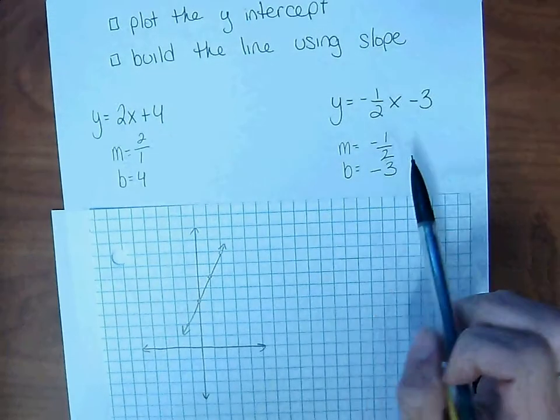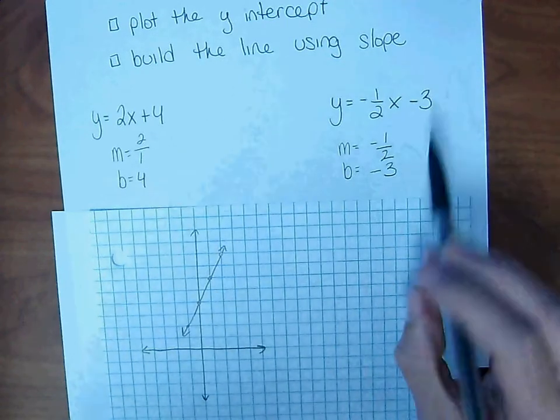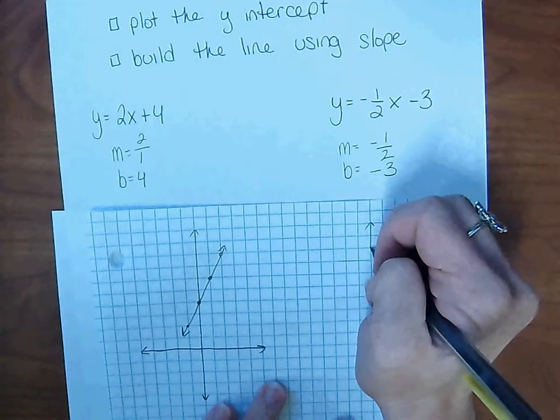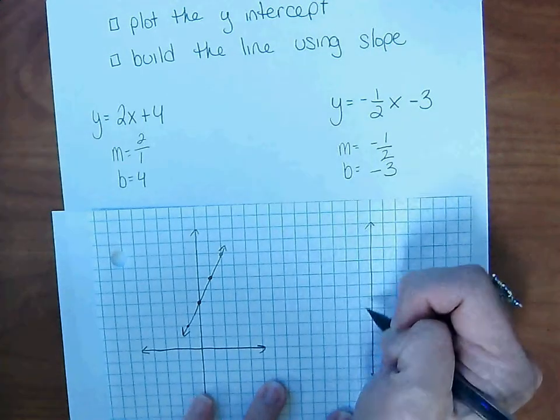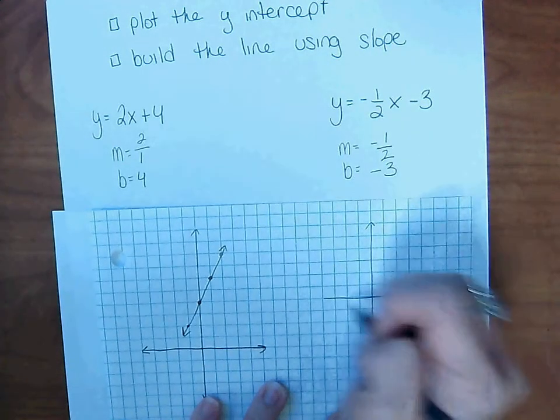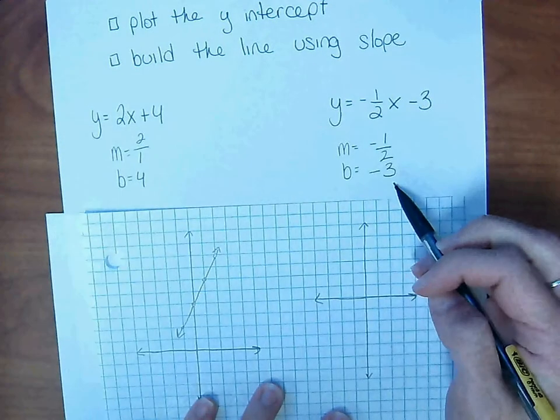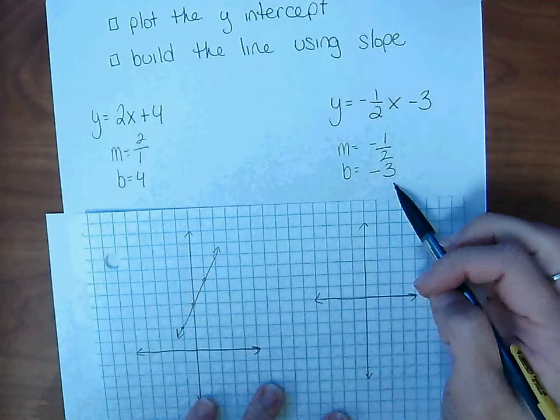Slope here is a negative half, so that tells us when we graph, our line should be pointing to the left. And if we end up with a line pointing to the right, we did something wrong. So plot y is negative 3, so go down 3.